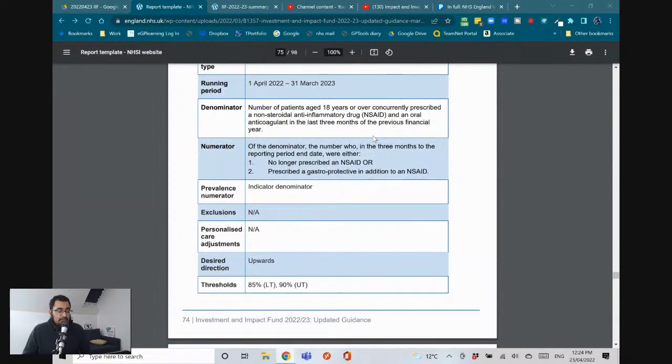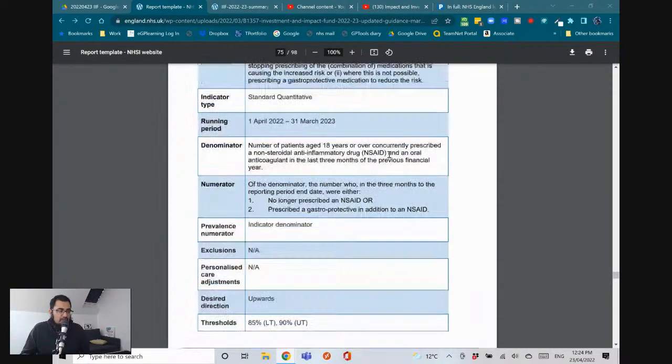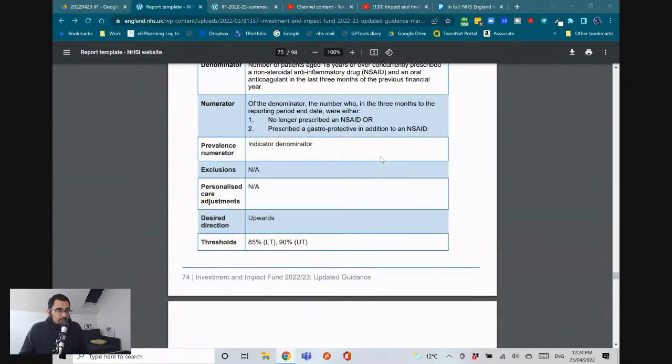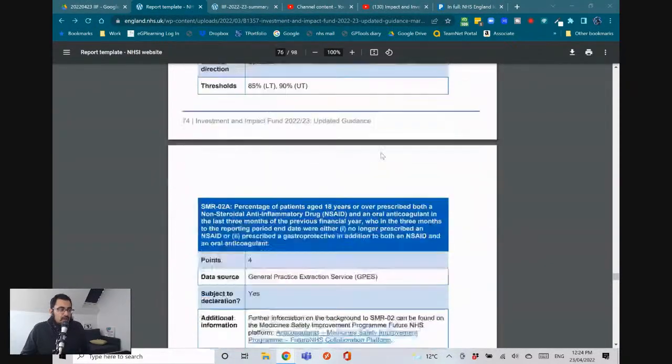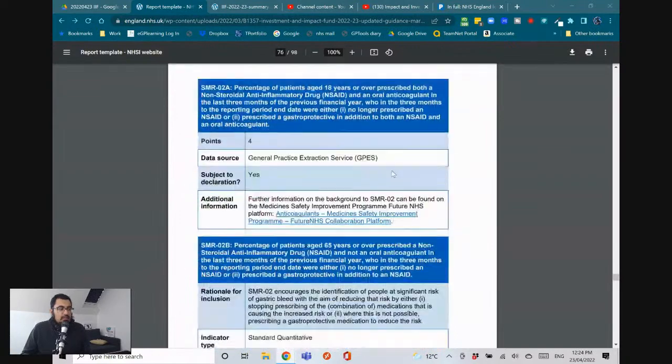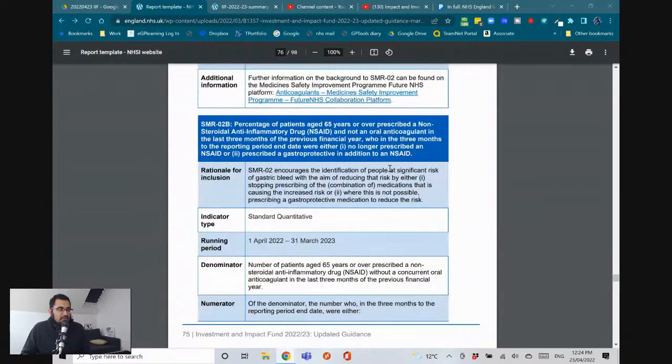So the numerator of the denominator is the patients who in the 3 months to the reporting end were either no longer on an NSAID or prescribed a PPI. So either if they're on a long-term NSAID, not to be on it or to have PPI protection. 85% lower threshold, 90% upper threshold, upward trend, 4 points, GPES service. Trying to get through this one as quick as possible.